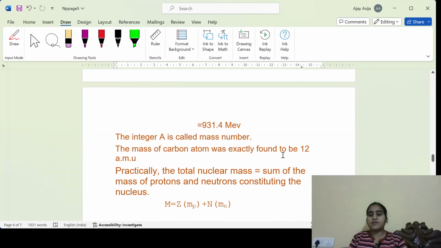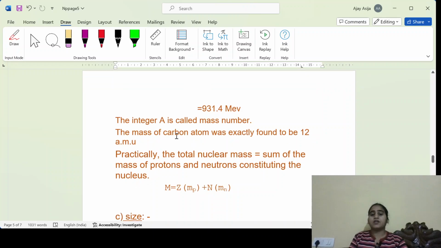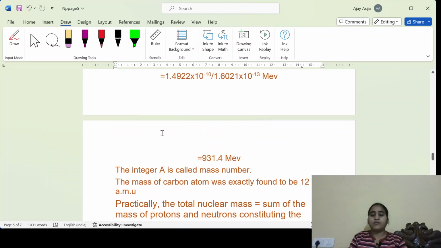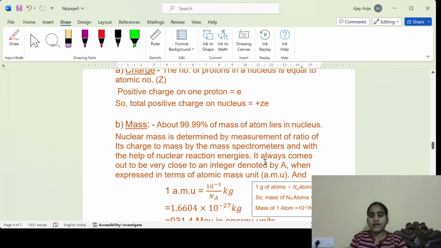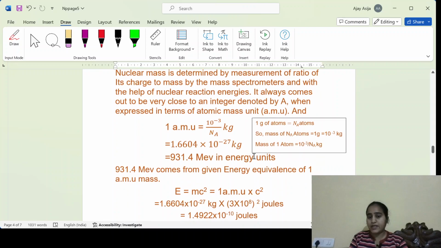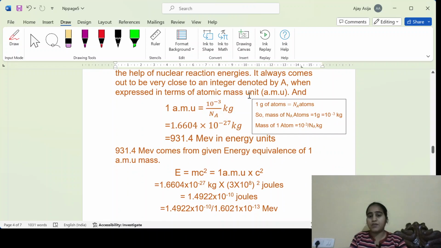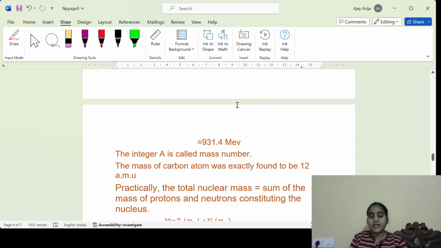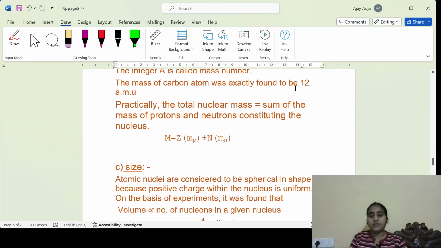The mass of a carbon atom was exactly found to be 12 atomic mass unit. We have said here that when mass is expressed in atomic mass unit, it comes close to an integer, which is its mass number. So when we express the mass of a carbon atom in atomic mass unit, it comes to exactly 12 amu, which is its mass number.